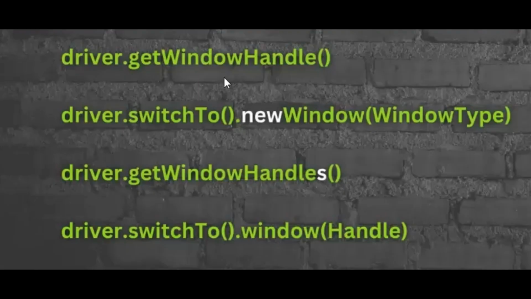Let me quickly summarize what we have covered today. The first API we covered is getWindowHandle. This returns the handle of the active tab. Then we saw how to create a new window by passing the enum WindowType, which has two values, WindowType.WINDOW or WindowType.TAB. This will create a new tab or a new window, and also switch the focus to it. Then we saw the driver.getWindowHandles API. This returns the set of handles. Then we saw switchTo().window(handle). Here we pass the handle ID and then it sets the focus to this window.